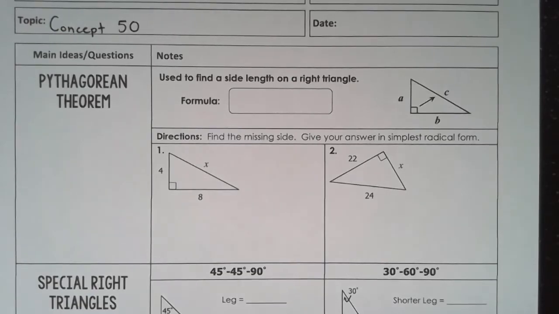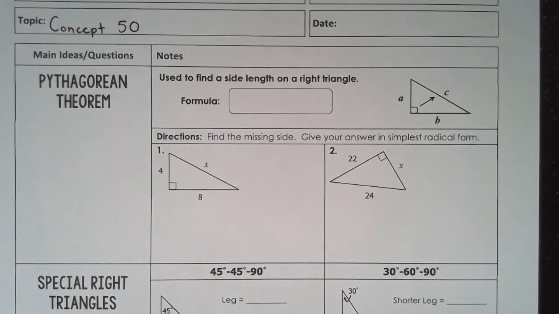This is concept 50, our next unit. The overall unit is trigonometry. Our first one, concept 50, will deal with the Pythagorean theorem, special right triangles, and the basic trigonometric ratios.